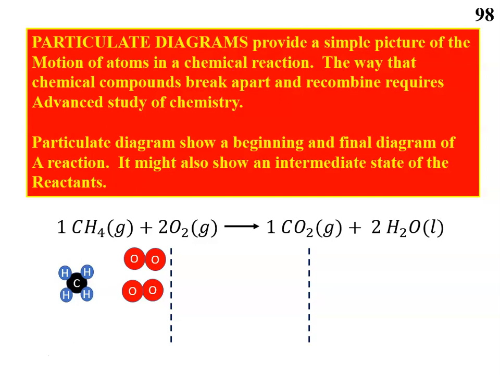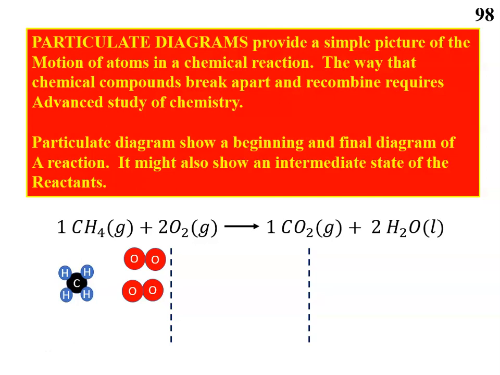But all you need to do is understand that what happens is atoms or molecules smash together. They physically just smash into each other and break apart. In order to do that, they have to have a certain amount of speed, a certain amount of energy. They have to hit each other just right. And that's how they break apart, and then once they break apart, they recombine. So particulate diagrams show a beginning and final diagram of a reaction, and they might also show an intermediate state of the reactant. So I'm going to show that here.